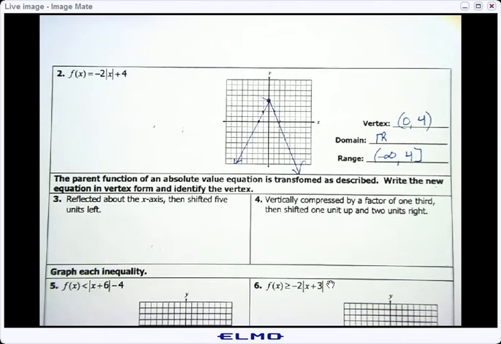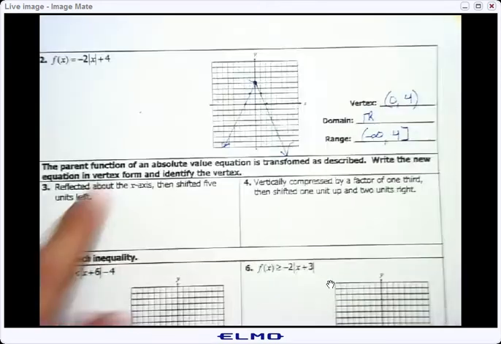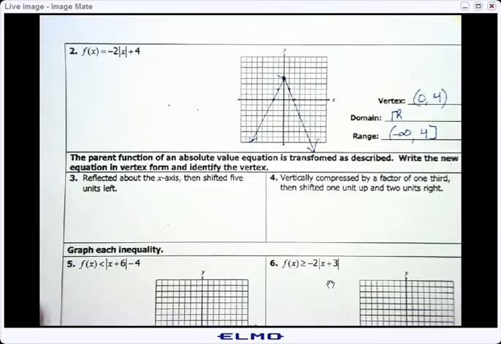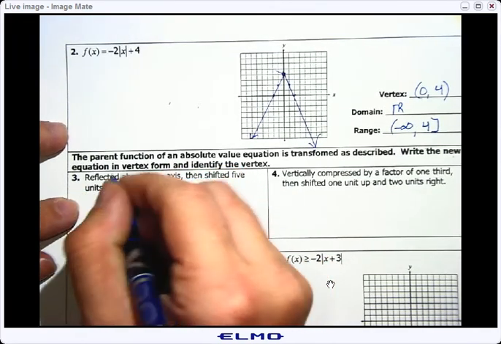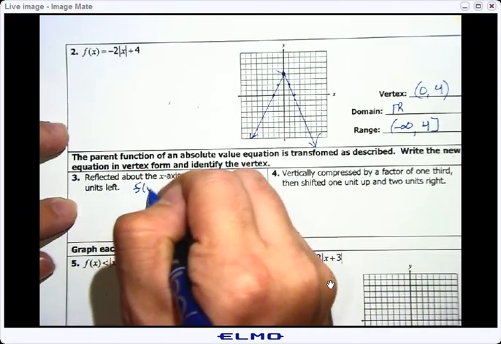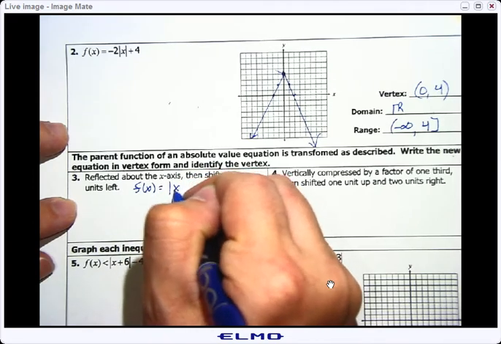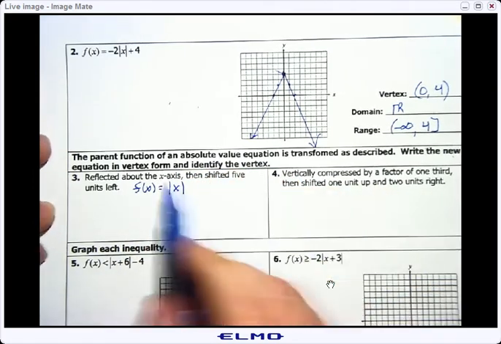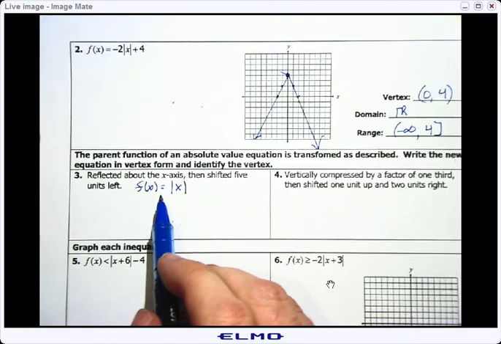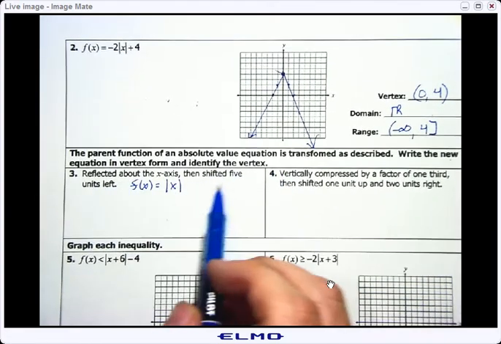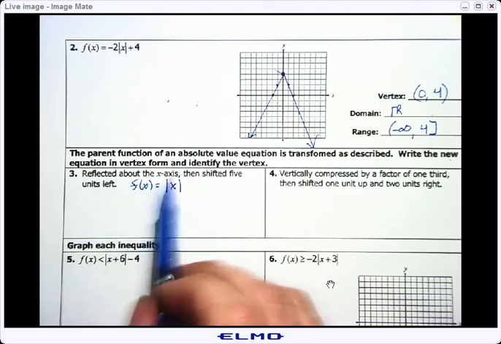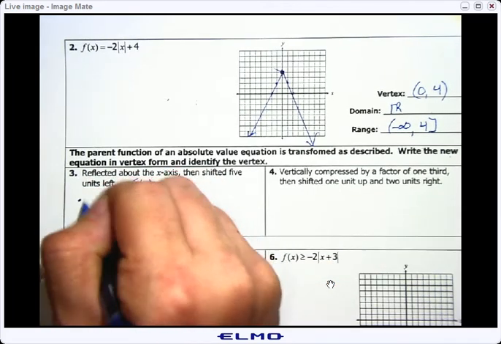All right, number 3, they're telling us that the parent function of an absolute value equation, so my parent is f of x equals the absolute value of x. So for both of these, we're going to be using the same parent function, and they're asking me to write the transformed function, so using these descriptions.